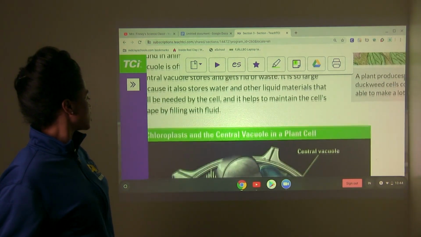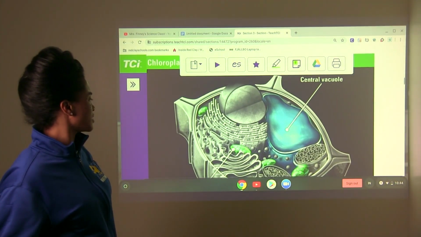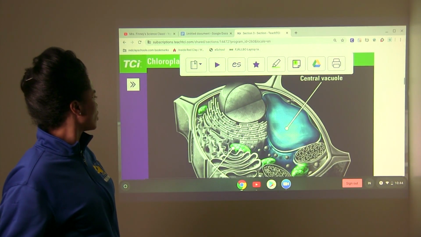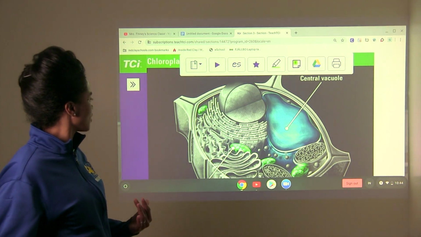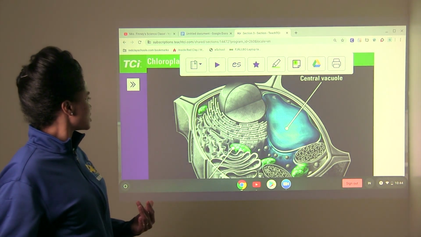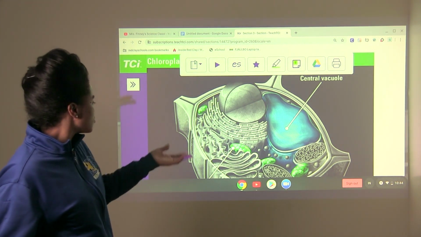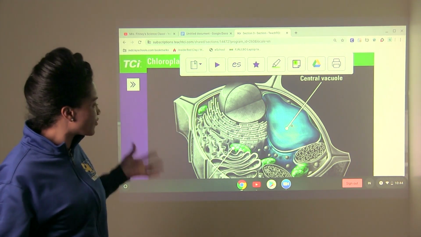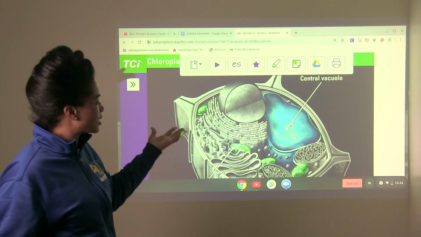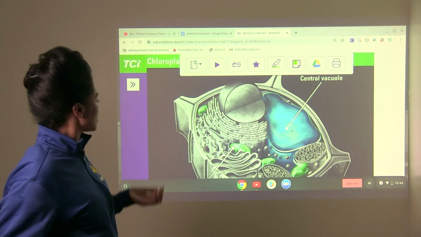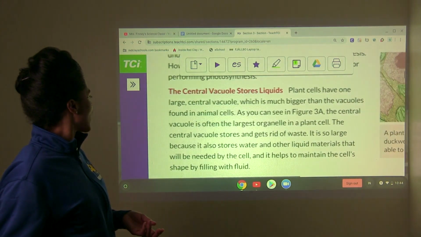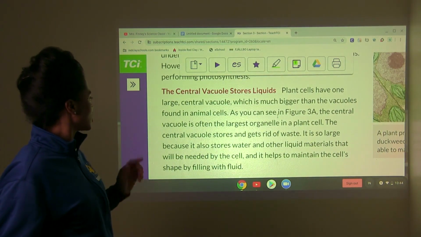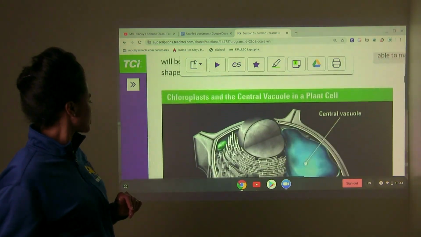All right, so let's take a look at what that looks like. Look how large that is. It looks like a pool. Does this look like a nice pool? It's just making me think about summertime, right? So that's the central vacuole, and it gives you a feel of water just looking at it. I mean, because it's what? Blue, right? Looks like water there, all right? So we want to keep in mind the central vacuole does what? Stores liquid, okay?